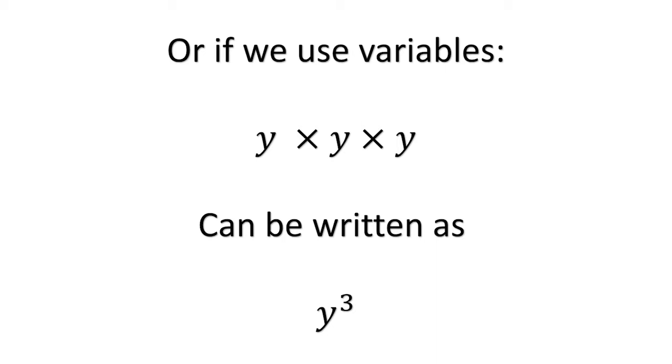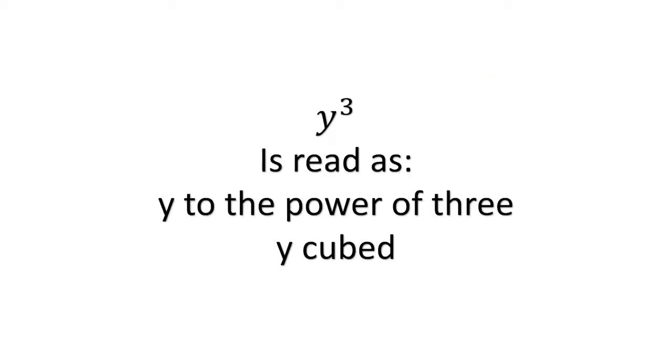Or if we make use of a variable, a variable is a letter that we use. It is an unknown number or an unknown amount that we can use. So we use a letter to show that. Y times Y times Y can be written as Y to the power of 3, meaning that Y is multiplied 3 times by itself. And it is read as y to the power of 3. Or in this case, because we know from previous grades that if we have a 3 as a power or index, it is called cubed, we can also easily say y cubed.